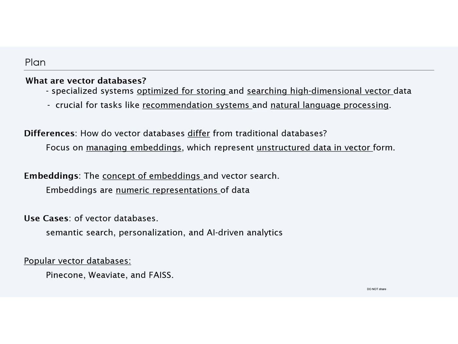Key use cases: semantic search, personalization, and AI-driven analytics. Pinecone, Weaviate, and FAISS are some popular vector databases. These platforms are masters at handling the complexity of high-dimensional data, making them must-haves for powering today's data-driven innovations.